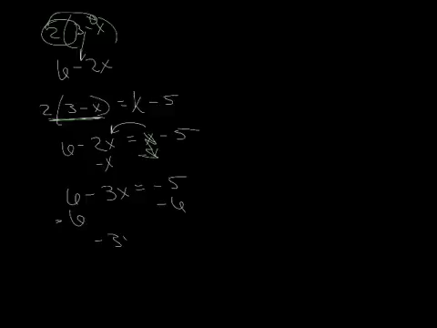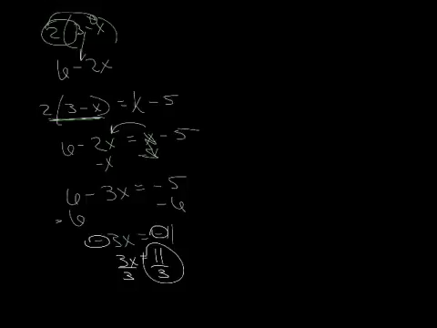So I got negative 3x equals negative 11. One of the things that's important, whenever you have a negative number and a negative over here, you can just take the negatives away, because 2 negatives is a positive. Then I divide by 3 and divide by 3, and I get 11 thirds as an answer there. So that's the first example. Let's look at the second one.